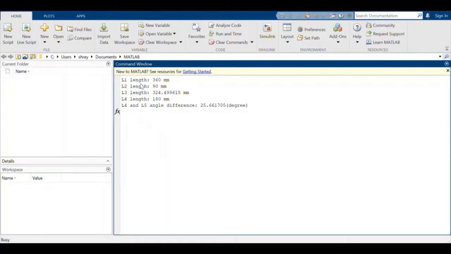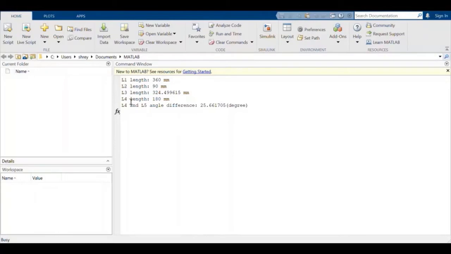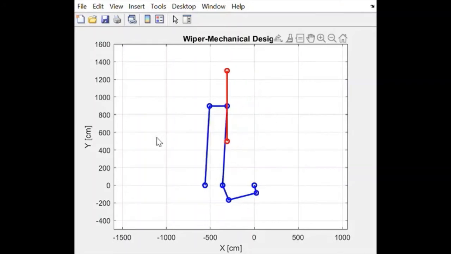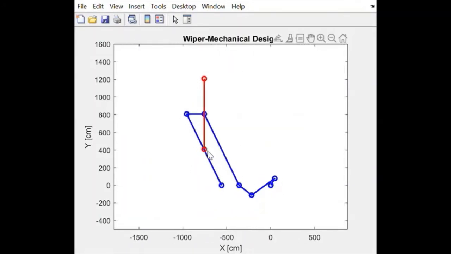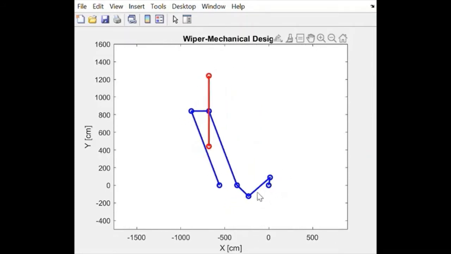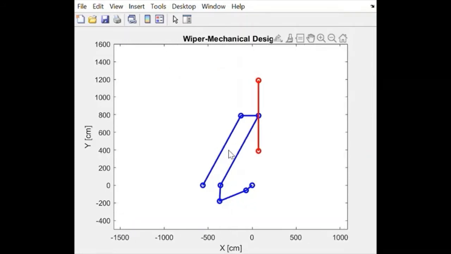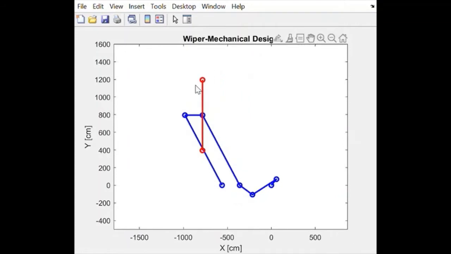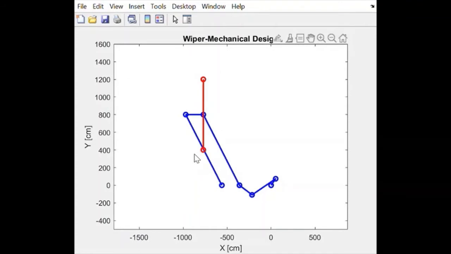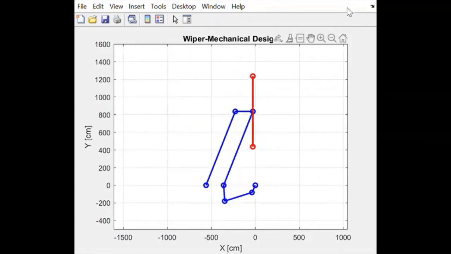These are the lengths L1, L2, L3 and the angle difference between L4 and L5, and this is the simulation. These are the extremities, this and this. In this position it is like that, and the more detailed marked area, the velocity analysis and the extremity angles are all calculated next in the video.